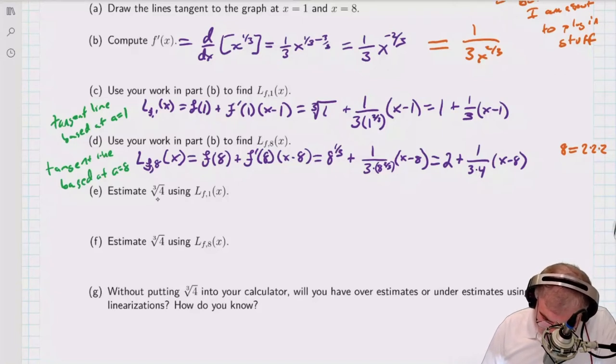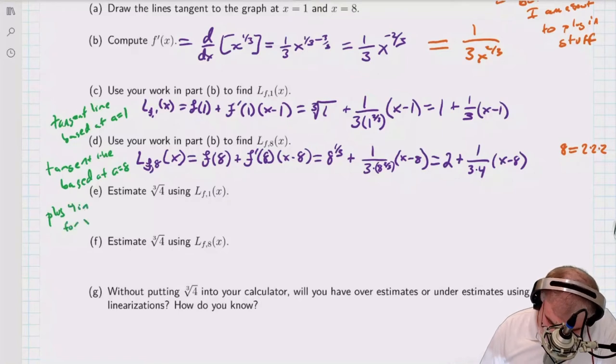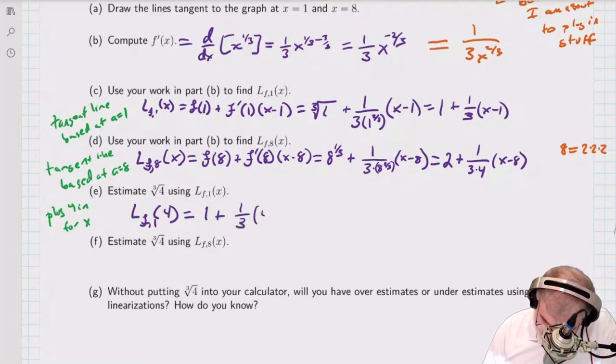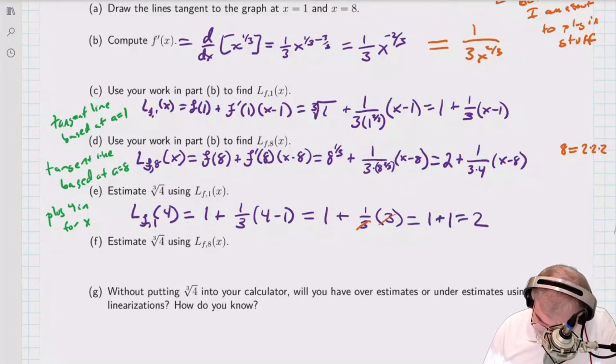All right, so what I'm going to do is plug 4 in for x here. And I'm going to get the following. So LF1 of 4 is going to equal this piece right here. So 1 plus 1 third, 4 minus 1. Those 3s are going to cancel. That's going to be nice. So 1 plus 1 third times 3. That's convenient. And so I wind up with 1 plus 1, which is 2.